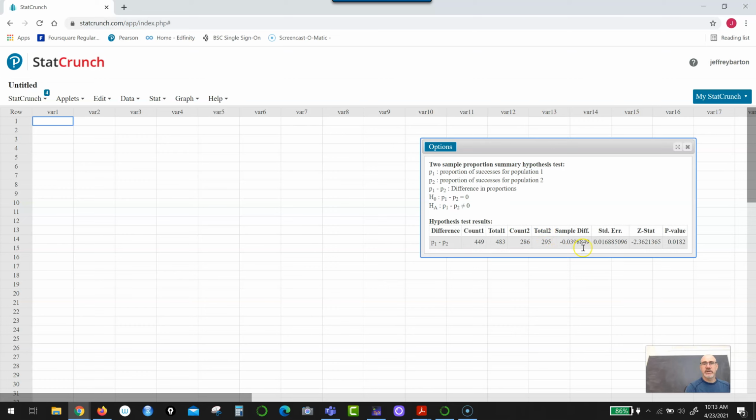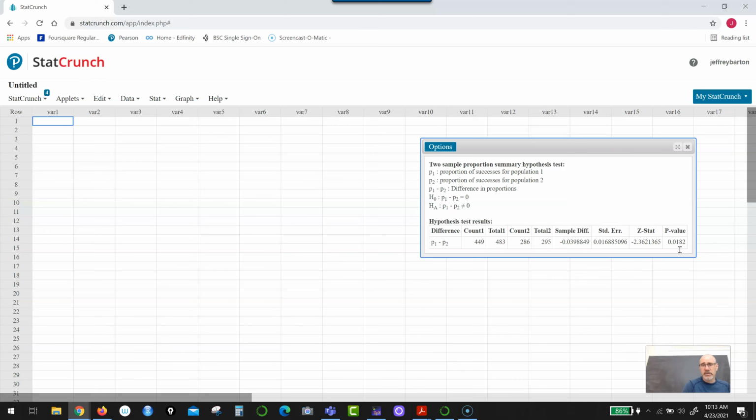The sample difference, which we had rounded to minus 0.04, that's extremely close. And then the z statistic, we had gotten, because of our rounding, minus 2.37, and because of rounding, our p-value was 0.018 instead of 0.0182. But we've done everything that we did on the board in half a second.